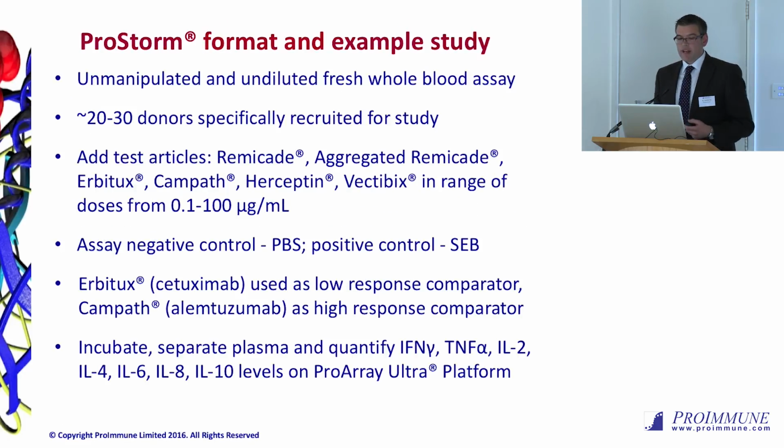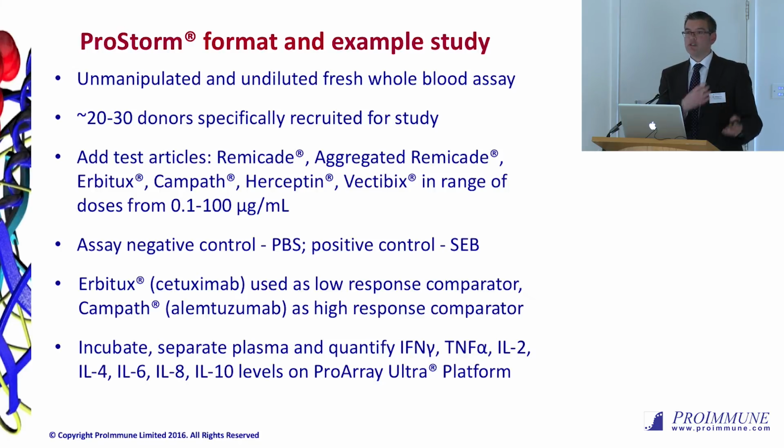So what we've done is we've developed ProStorm as an unmanipulated and undiluted fresh whole blood assay. This assay does not use our cryopreserved donors. In this assay, we recruit donors directly for each study. And we have 50 mils of blood from each donor. Obviously, consent is obtained, and most studies are usually between 20 or 30 different donors. What we're doing is adding in test articles at a range of different concentrations to the whole blood, and then literally measuring within a few hours.